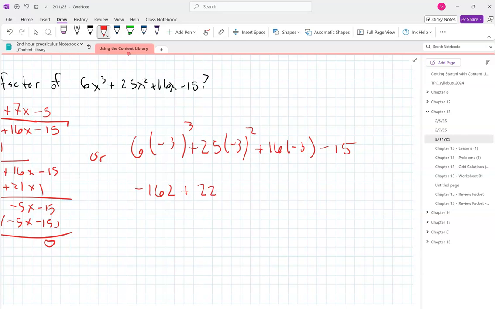That's going to be 225. And then 16 times negative 3 is negative 48. And then minus 15. And that all ends up to be 0. So I could answer yes that way also, right? Again, which one do you prefer? Well, just making a substitution is a heck of a lot simpler there, right?